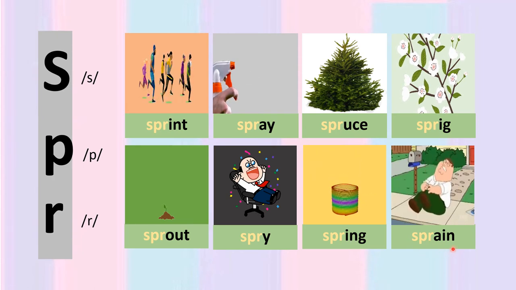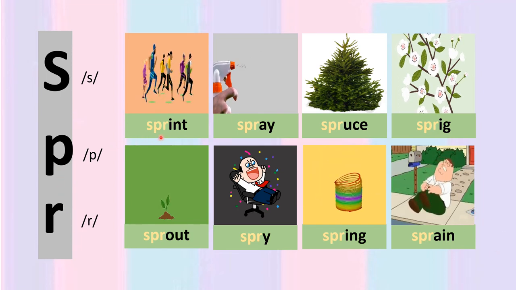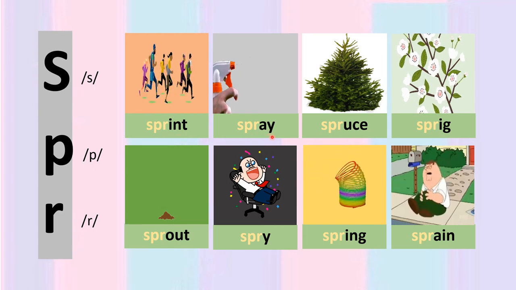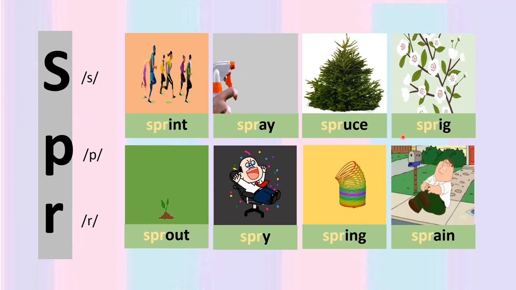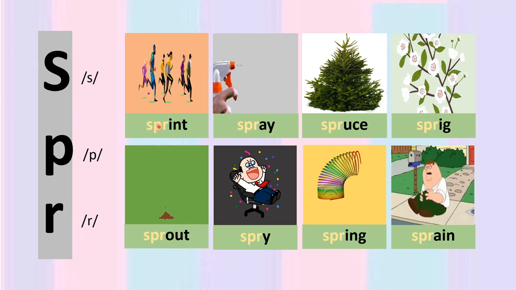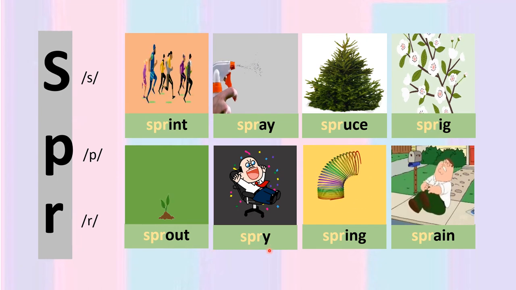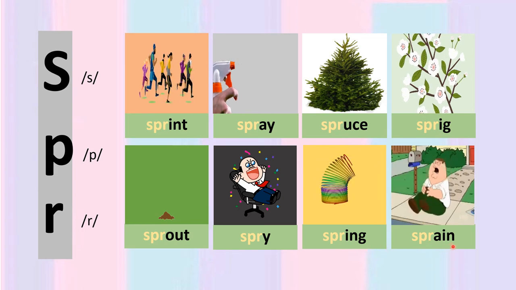Now let's read again all the words with the triple consonant blend SPR. Sprint. Spray. Spruce. Sprig. Sprout. Spry. Spring. Sprain.